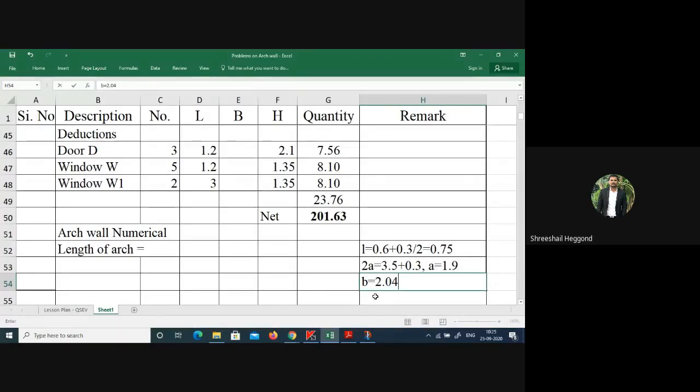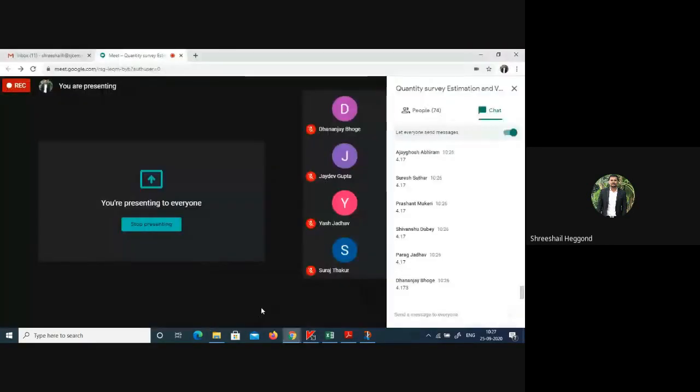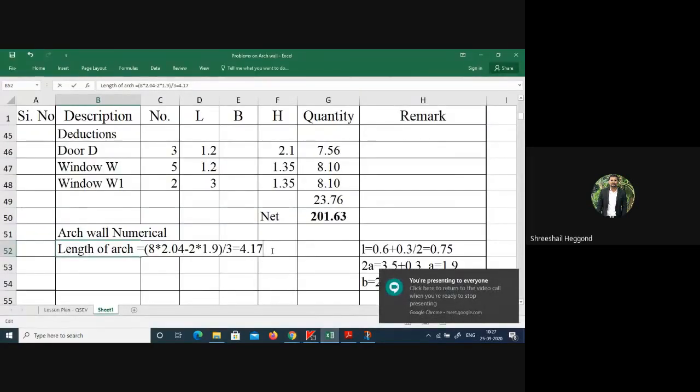Once you got the B value, you can write the expression for length calculation of the arc, given as 8B, 8 into B which is 2.04, minus 2 into A value which is 1.9, the whole divided by 3. Therefore, what will the value be? Is it the same value you are getting? 1.73 you are getting, that can be written as 1.7. Okay, 1.7 length can be written.